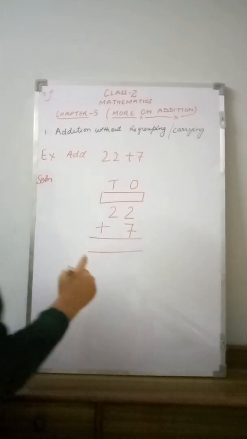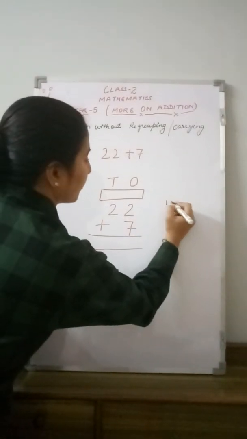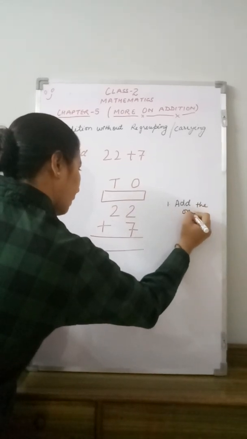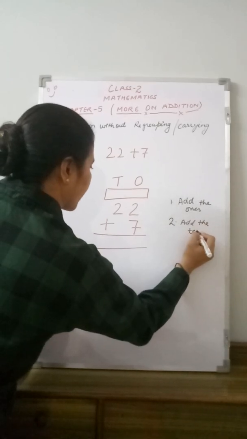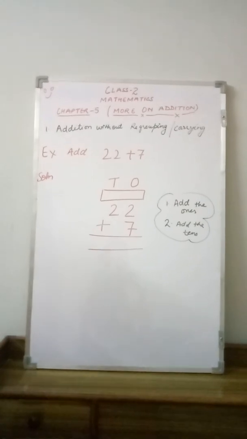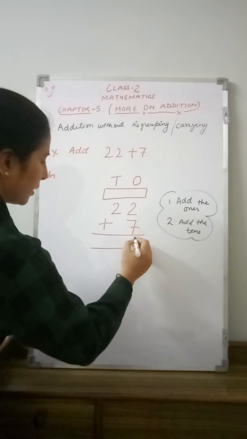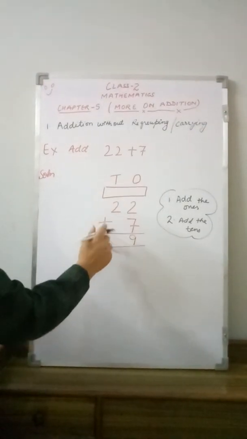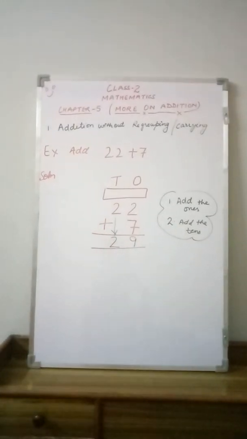Now start adding. What is the rule here? First of all, add the ones. And second, add the tens. Right? So this is how we add two numbers. Let's start adding: 7 plus 2, when you count on fingers or orally you can do it. So the answer is 9 here. Students, nothing is there in the second number, so you can note down this number directly without adding anything. So the sum is 29.